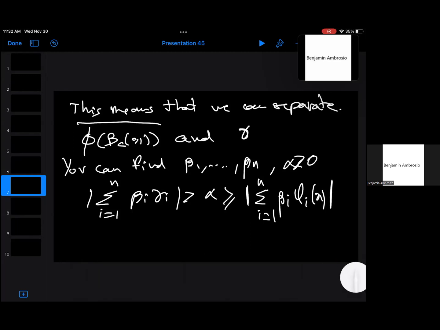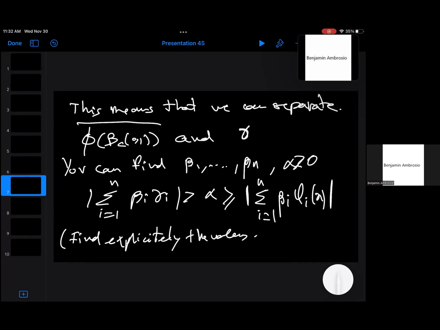So I give you an exercise, for next time: find explicitly the values of beta I for K equals R and K equals C. This is related to certain forms of the Hahn-Banach geometric theorem. I'm not going to do it, but find explicitly those beta I's. Okay, that's an exercise. Once we have that, I obtain a contradiction.